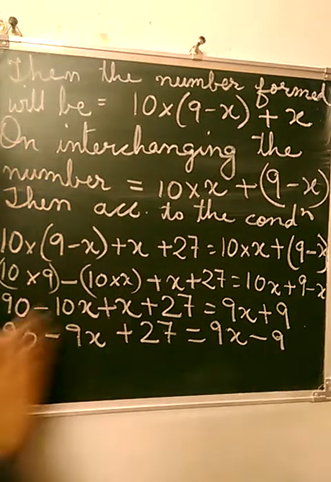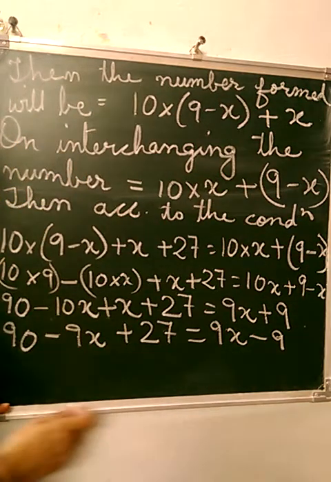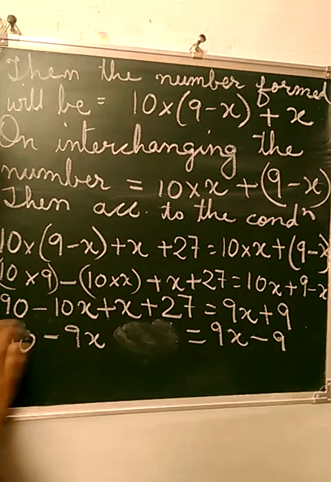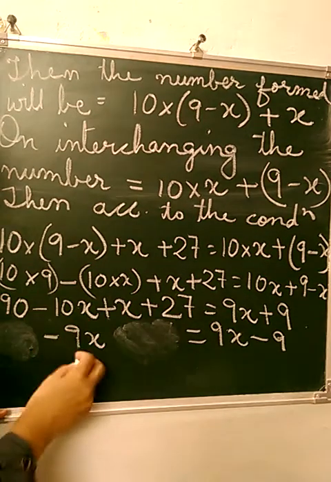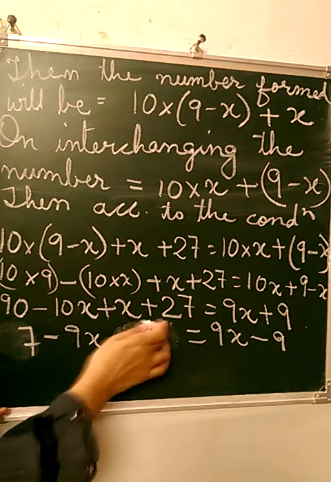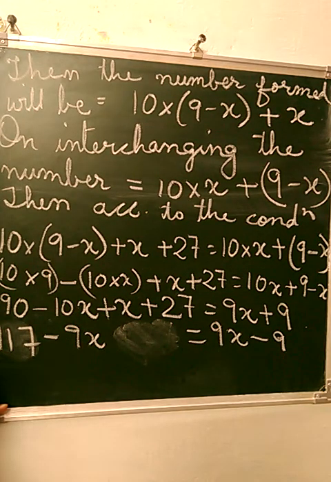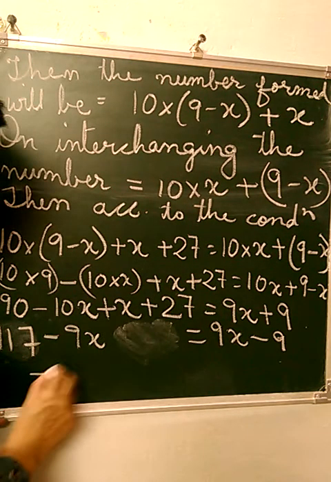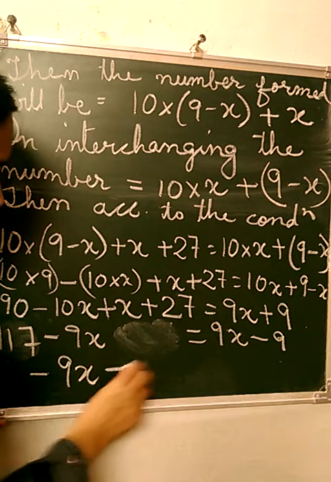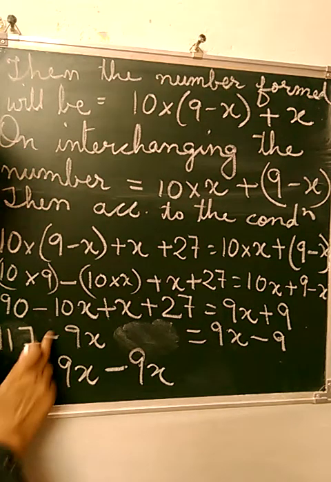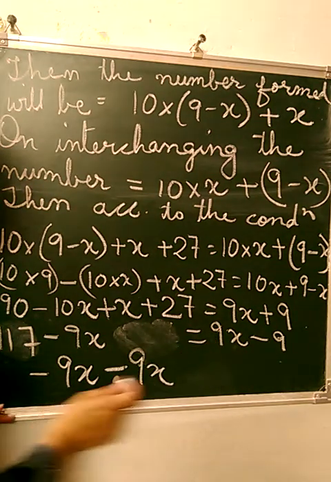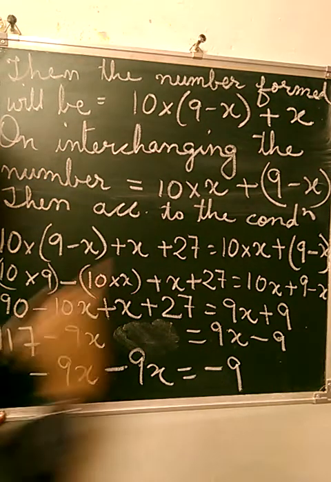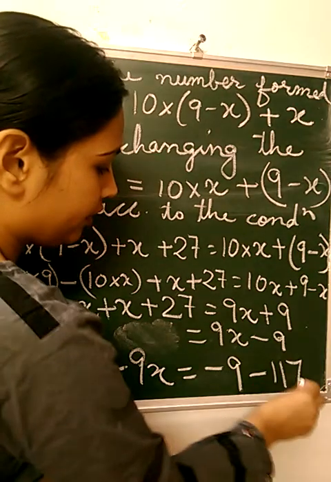Now all the variables we will bring this side and all the constants we will move that side. 90 plus 27 also we can do. So 0 and 7 will give you 7 and 117. Okay, now this will go that side, constant, and variables will come this side. So minus 9x, this is already minus, and this is positive, it comes this side and it becomes minus, and minus 9, this is positive, it goes that side and it becomes negative.